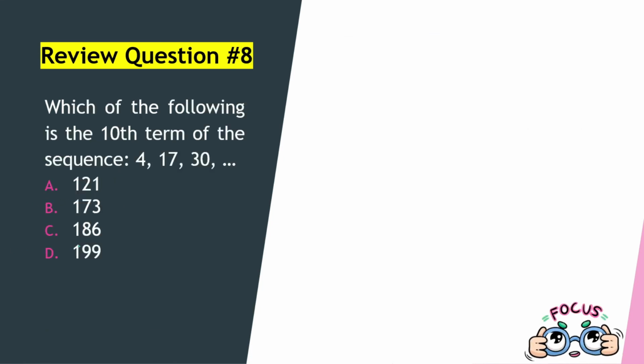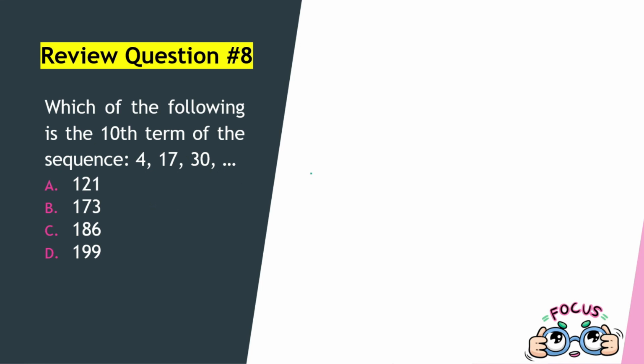Question number 8. Which of the following is the 10th term of the sequence 4, 17, 30? Is it A, 121, B, 173, C, 186, or D, 199? So, what do you notice about the given sequence? Ano nangyayari? Nag-a-add tayo ng 13. Okay, so pag nag-add tayo ng same number or constant term, ang tawag natin dun sa sequence na yun ay arithmetic sequence. Pag nagmo-multiply naman tayo ng same term or number, ang tawag natin dun ay geometric sequence.